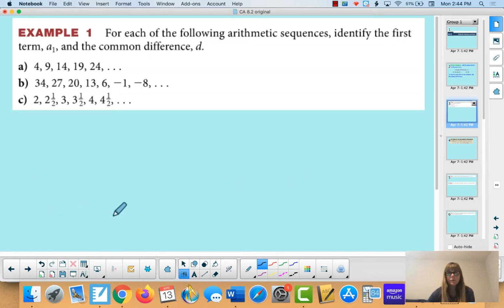So in this example, I'm trying to find first a sub 1. A sub 1 means the first term in the sequence. So here, this is the first term of that sequence. So a sub 1 is 4. And then if I subtract any of these terms, 24 minus 19, 19 minus 14, 14 minus 9, or 9 minus 4, I get 5 for the common difference.